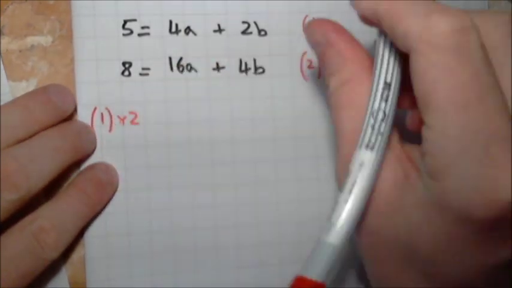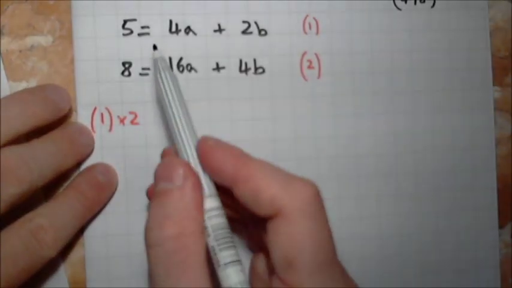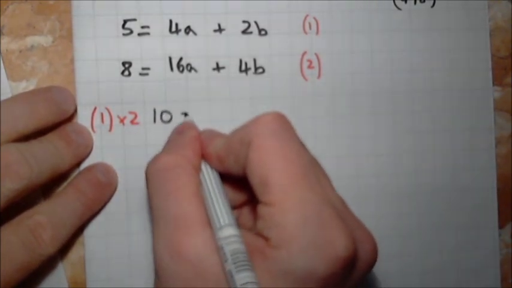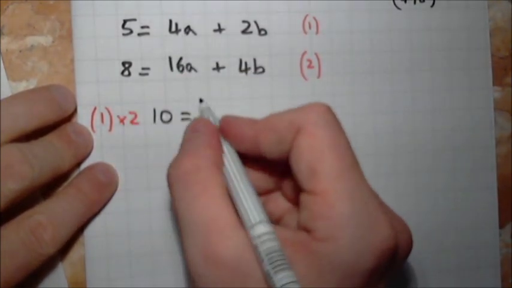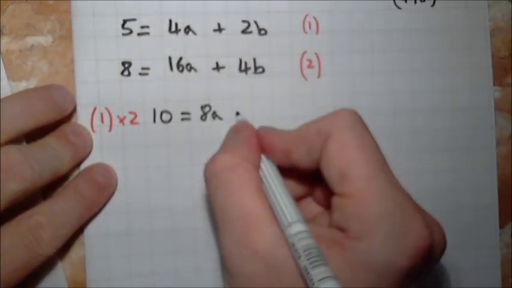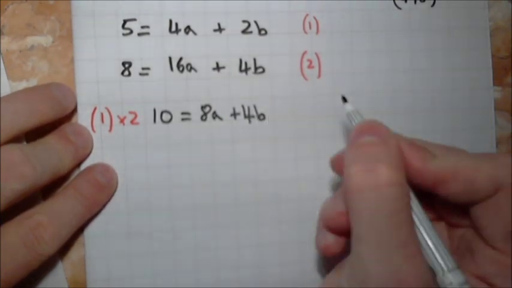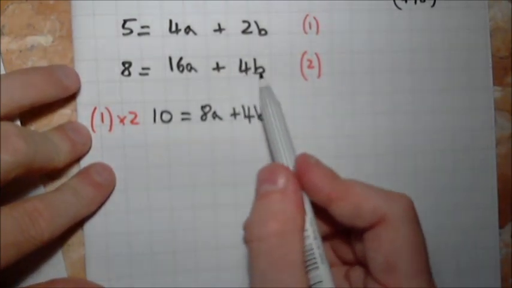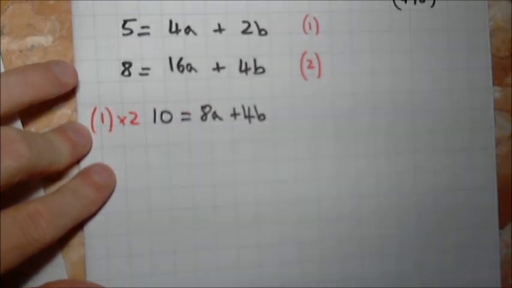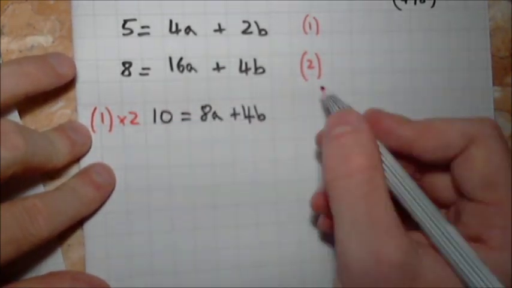times by 2. So 5 times by 2 is 10. 4a times by 2 is 8a. And 2b times by 2 is 4b. Now you should notice, yes, we've got it. The 4b and the 4b are exactly the same. So this is the next step in solving the simultaneous equation. And I'm going to call this line here line 3.